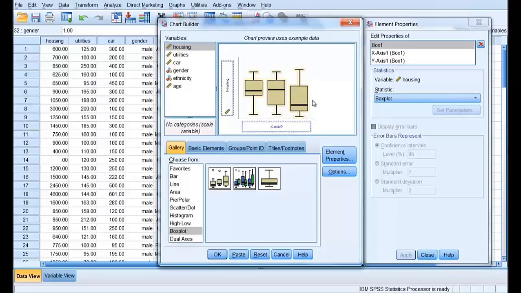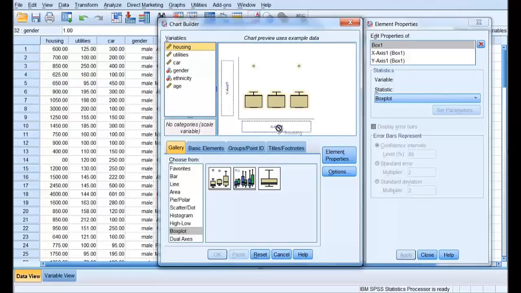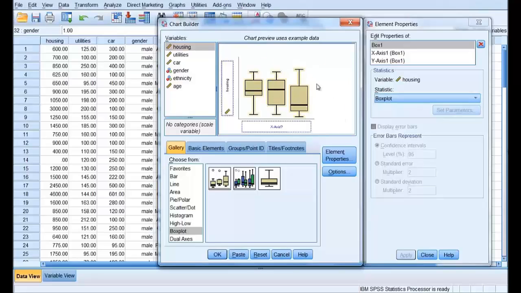What it's asking us to do is put our score that we want in either the y-axis or the x-axis. So what I've done is I've chosen housing. You can put it in either axis, but I would just put it in the y-axis for now. Take housing and drag it over here until you see this axis light up. Let go, and you should see a little bit of change occur over here. This is good because now it's telling SPSS we want a box plot for housing, and I'll explain what a box plot does and how to read it. Once you do that, that's all you've got to do. Click OK.